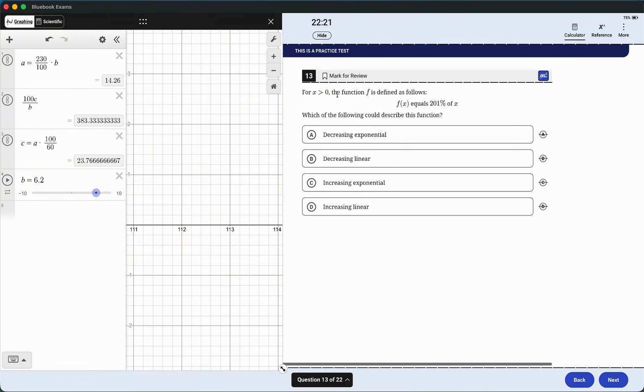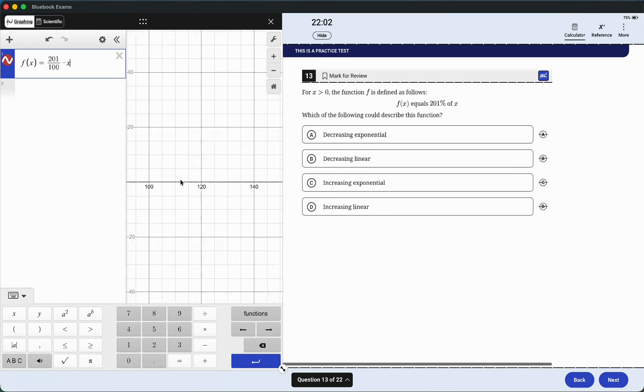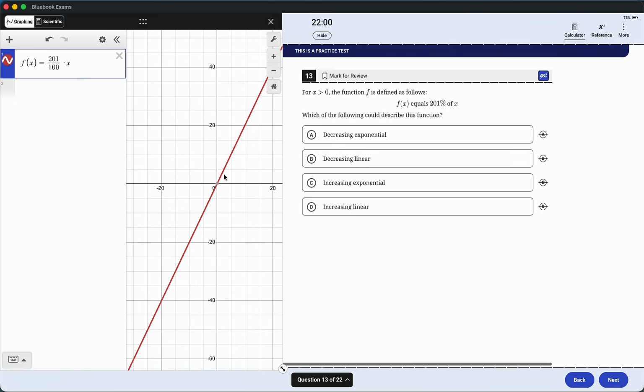Next one. For x greater than 0, f is defined as follows, right? So it's another one where you literally want to read something and translate it. If I wrote this equation, it would literally be f of x equals 201% of x, so times x, right? What kind of equation is this? Well, if you look at it, it's a line and it's increasing linear, right?